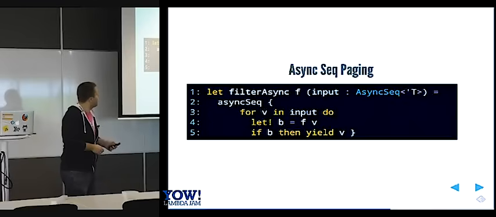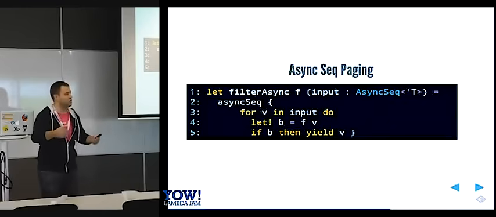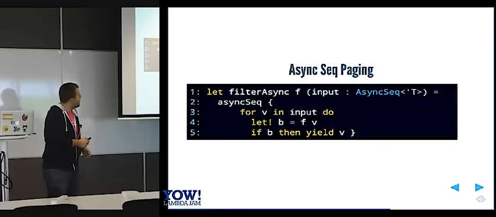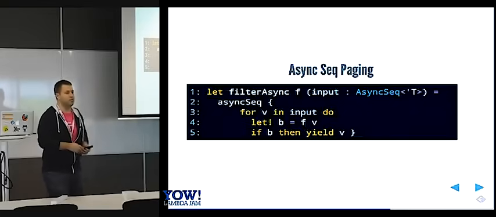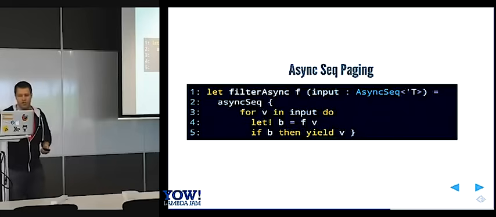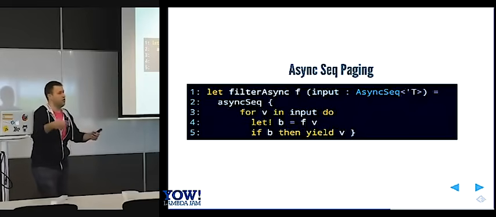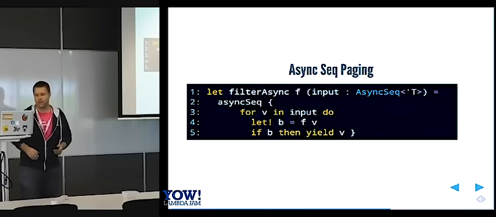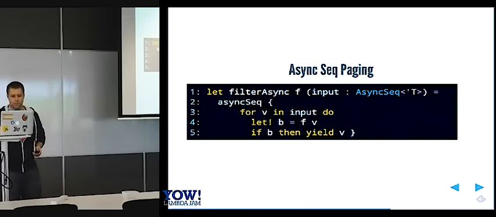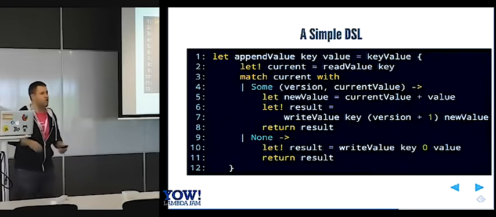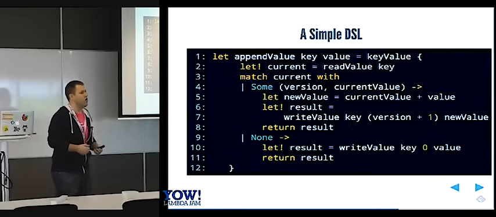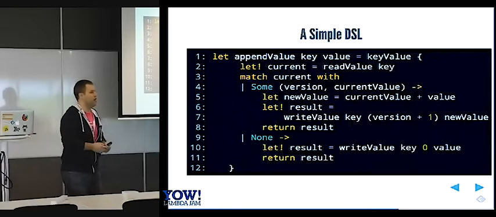So here I've got a filter that basically just loops over the results, makes a check to see whether it should be included, and then optionally yields it. And so you can see there the simplicity of the code, where the else block is missing, but it will just return AsyncSeq.empty in that case. So hopefully that shows that you can get some quite nice code out of transformations that the compiler is helping you with.